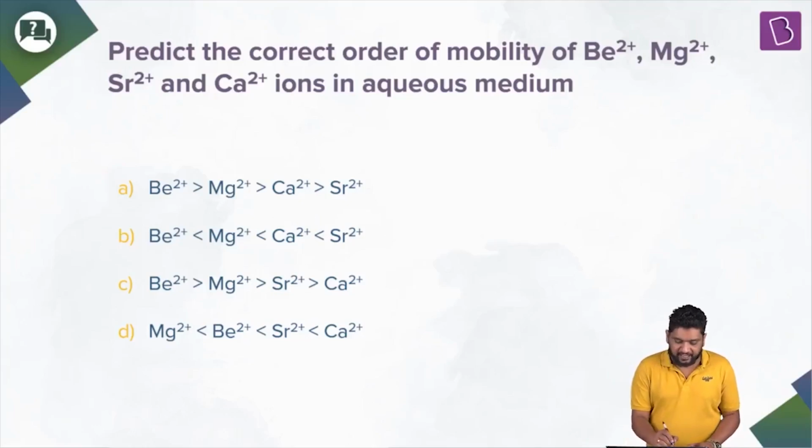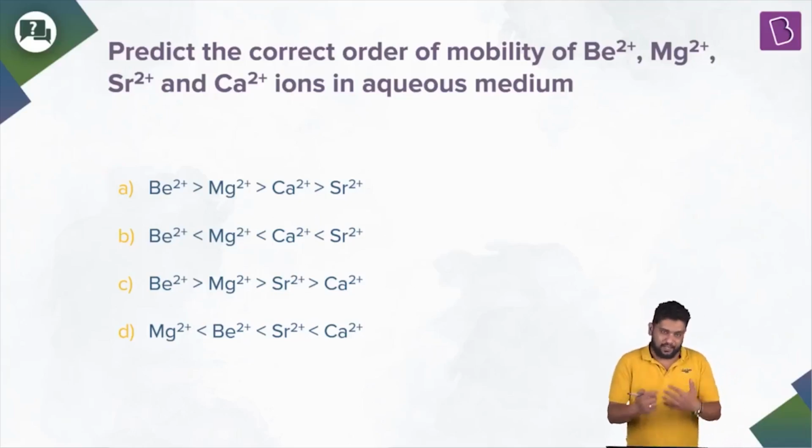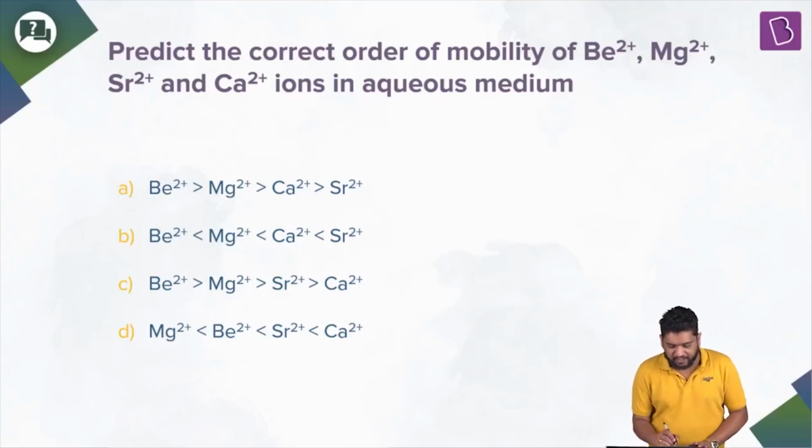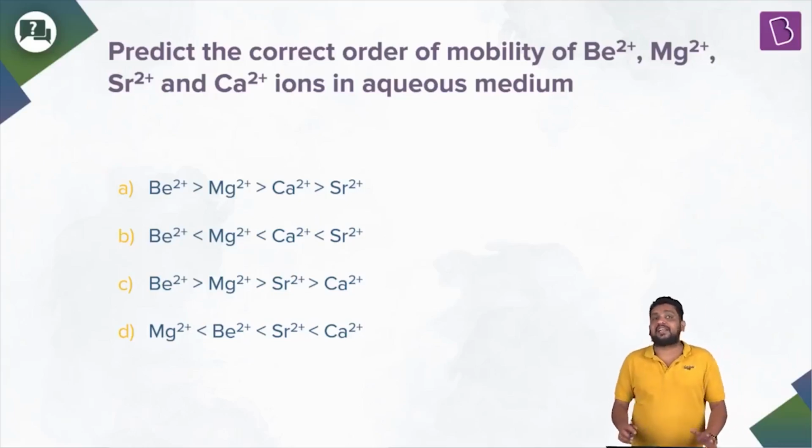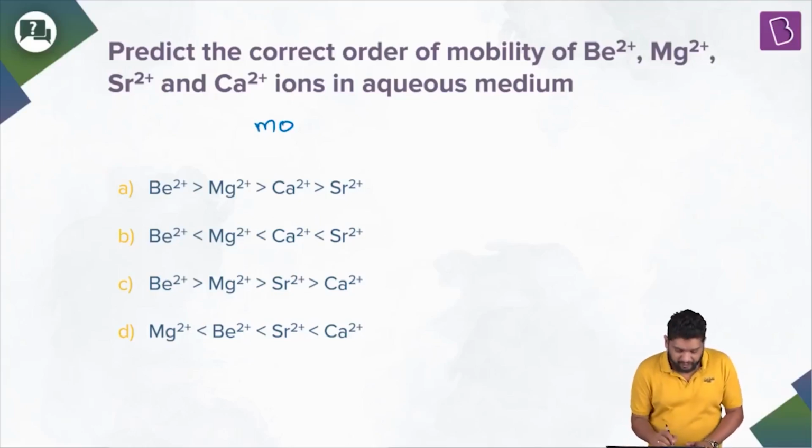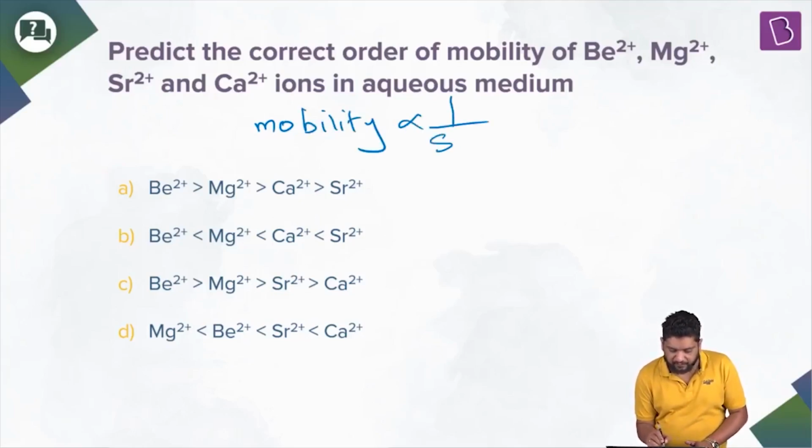So as far as mobility is concerned, you will study more about this when you go into electrochemistry in 12th standard. But the idea is that mobility depends on, as the name itself suggests, the ability to move around, right? So obviously it will be inversely related to the size of the ion. A smaller ion would be faster, right? So mobility is inversely related to size.